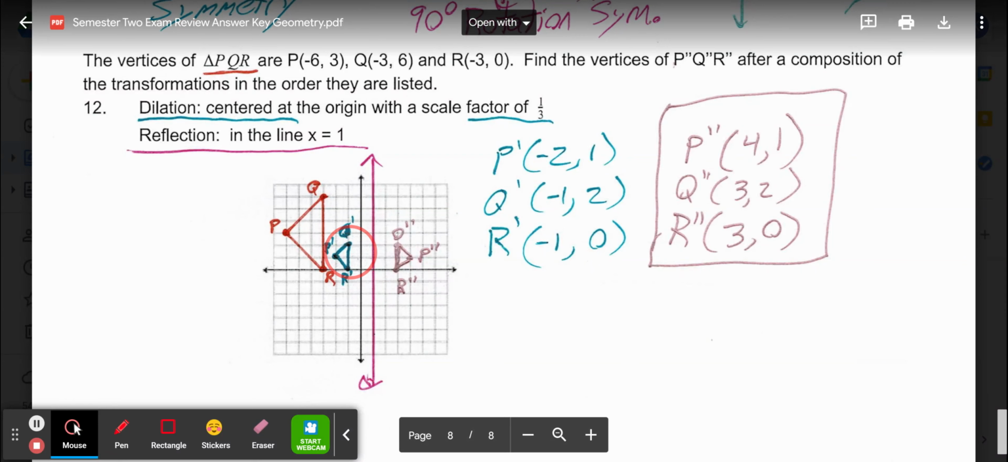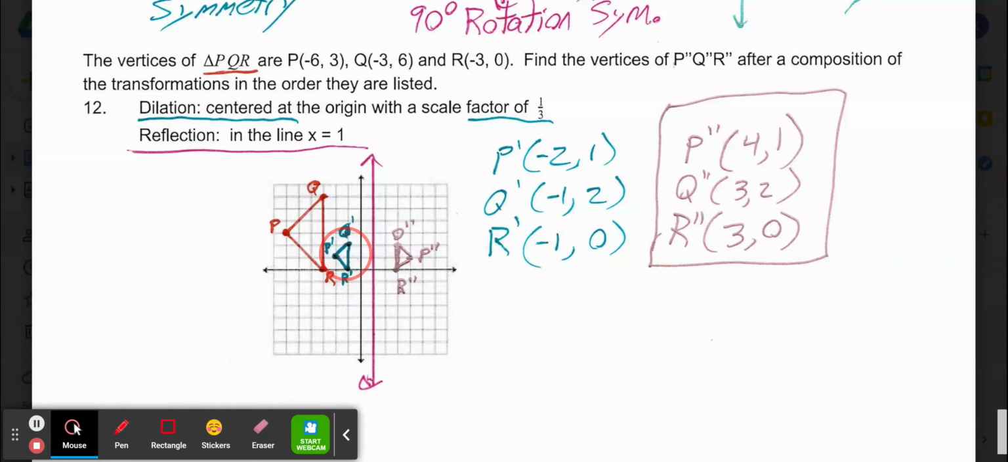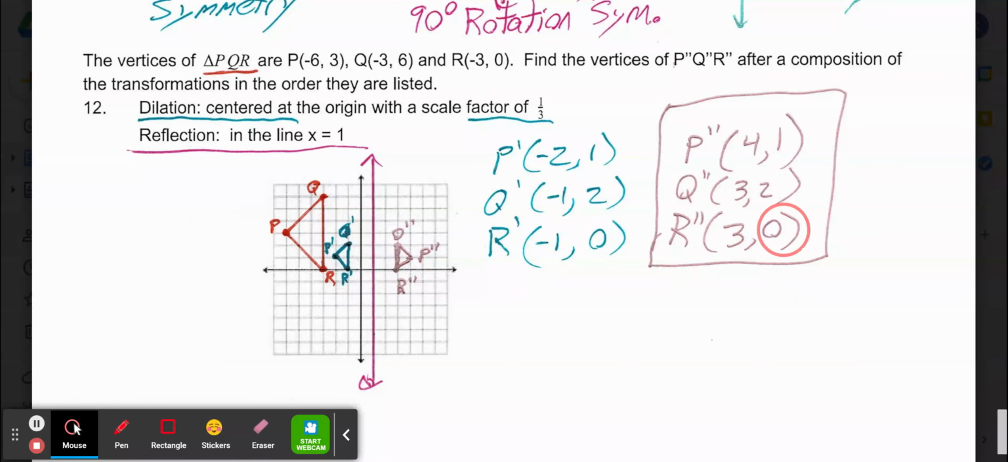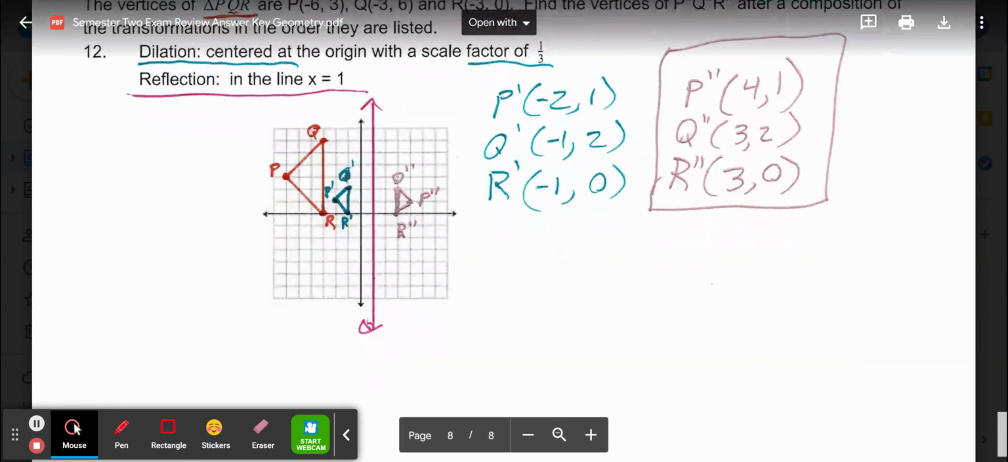Then we need to take that figure, so that small triangle right here, and reflect it over the line x equals 1. So we'd have the vertical line here to reflect it over. So reflect it here, giving us P double prime at 4, 1, Q double prime at 3, 2, and R double prime at 3, 0.